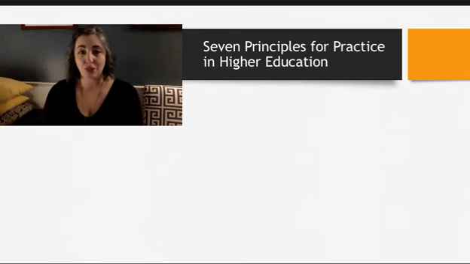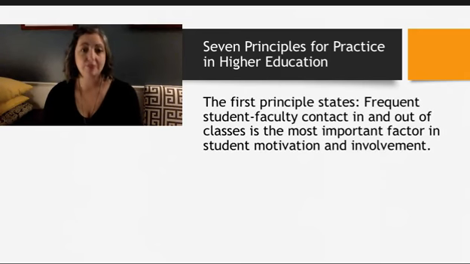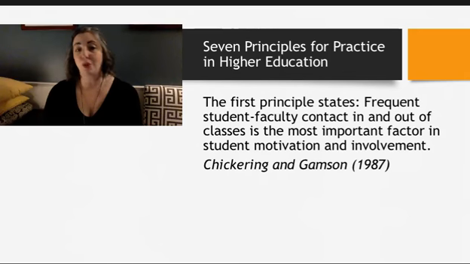According to the 7 principles for practice in higher education, the first principle is frequent student-faculty contact in and out of classes is the most important factor in student motivation and involvement. And this is from researchers publishing in 1987, before online learning. So this is a principle of higher education more generally. There's no difference between a face-to-face and an online course. The principle still applies. Now let's see how to enhance the student-faculty contact through teacher, social, and cognitive presence.